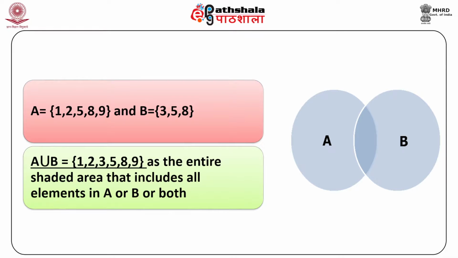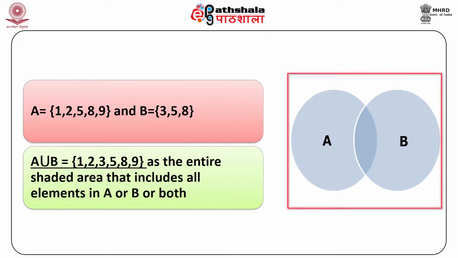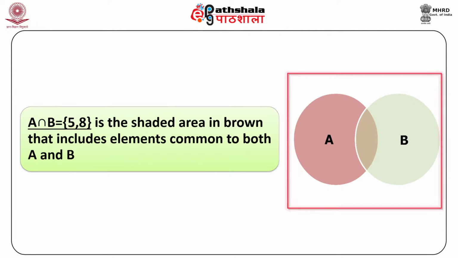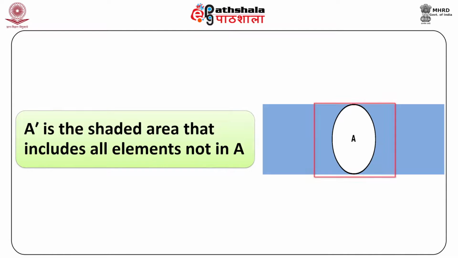Given a set A is equal to {1, 2, 5, 8, 9} and B is equal to {3, 5, 8}, union, that is A union B, is a set which has 1, 2, 3, 5, 8 and 9 as the entire shaded area that includes all the elements in A or B or both of them. Then A intersection B is equal to 2 members, 5 and 8, that is the shaded area in brown which includes elements which are common to both A and B. A complement is the shaded area that includes all the elements which are not in A.